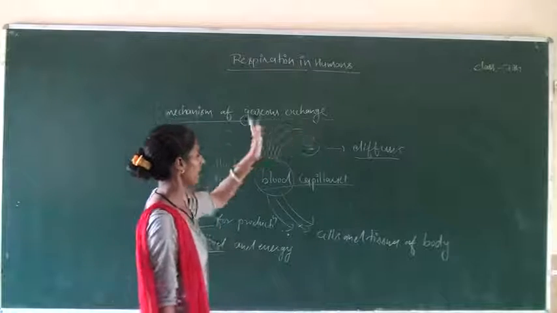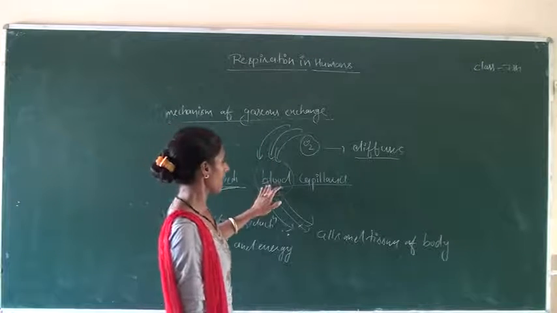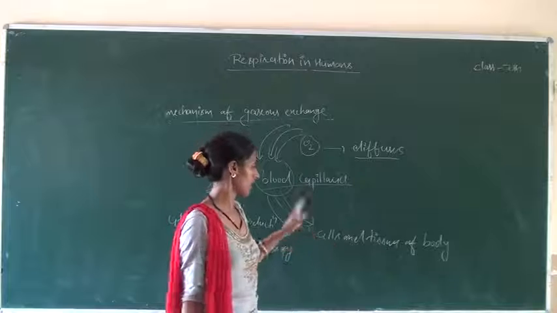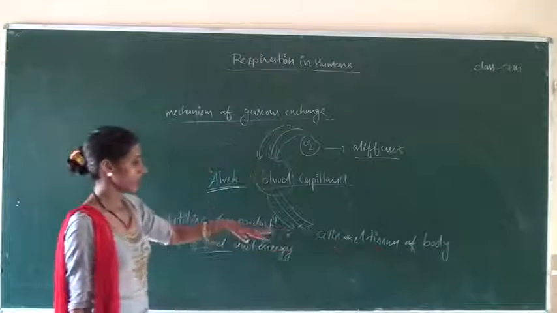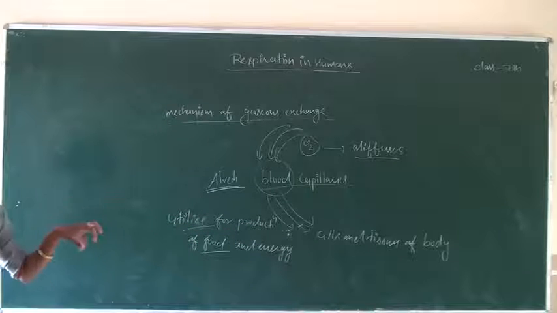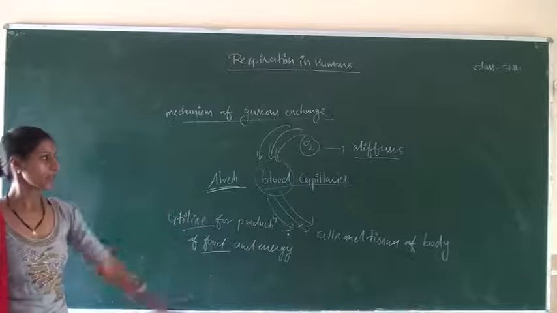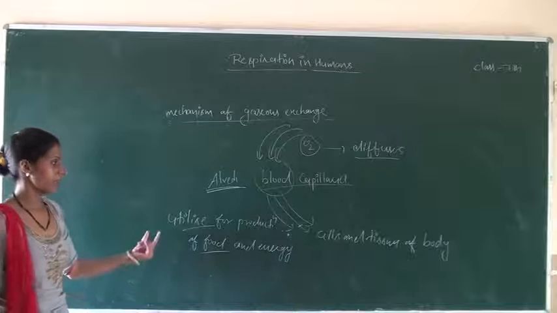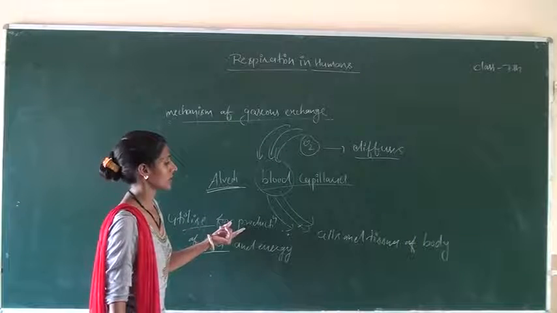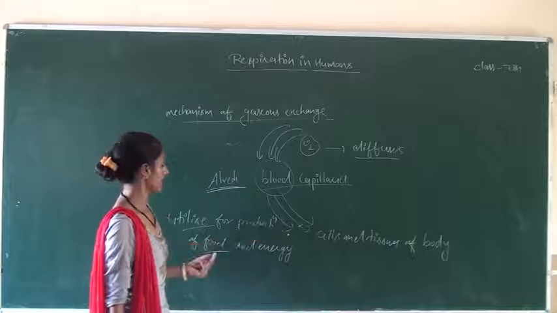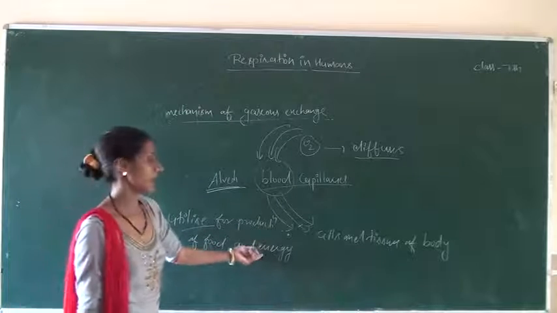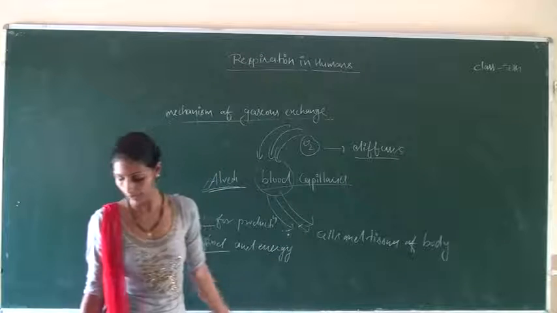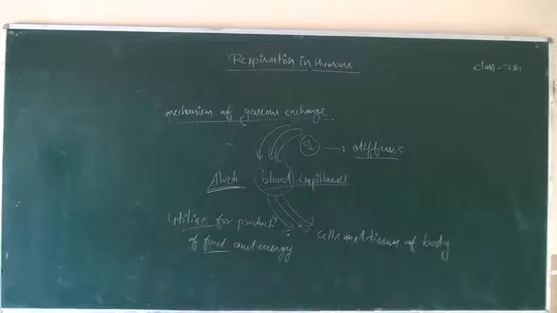Oxygen from outside enters into the blood. After that, it enters the cells and tissues of our body. After diffusion, utilization of oxygen takes place, there is a production of energy, and oxidation of food takes place. Okay? This is the mechanism of gaseous exchange.